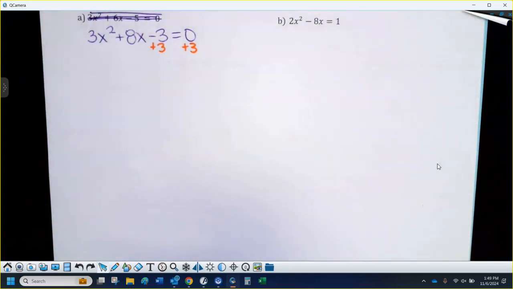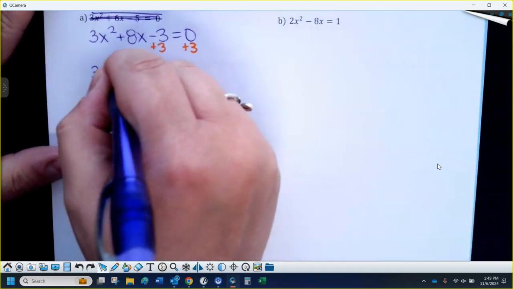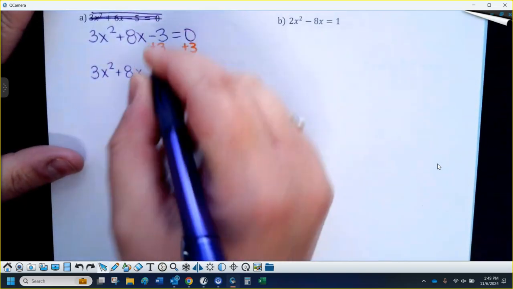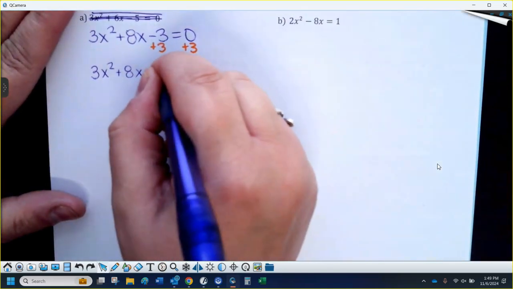And I only want to deal with the quadratic term and the linear term, so the x squared and the x on one side. So I've got 3x squared plus 8x. I'm not going to leave a space to complete the square at the moment. Let me show you that in a second. Equals 3.